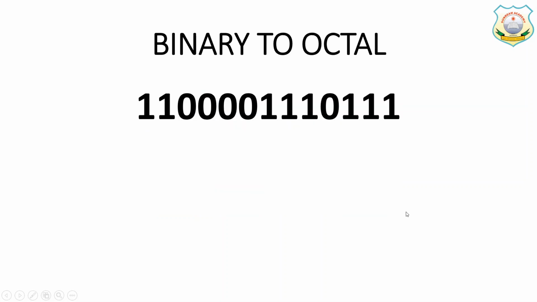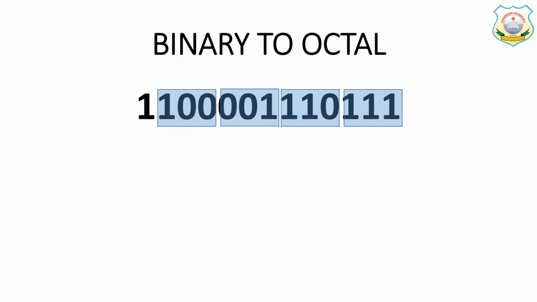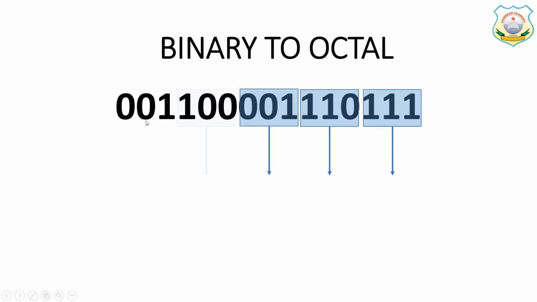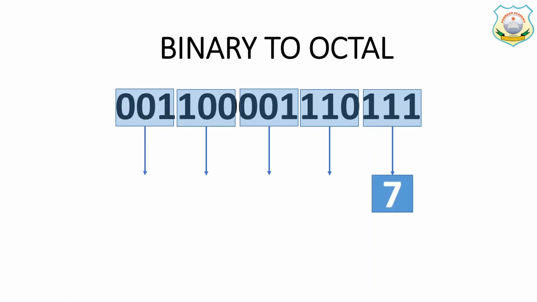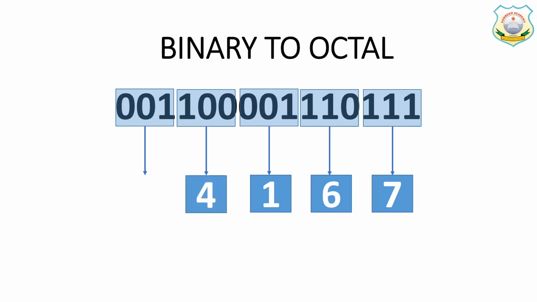Then binary to octal, this is one more example I have taken. I am making groups of 3 bits from the right hand side, and again you can see that 1 is left. So what you are supposed to do is add 2 more zeros. I added 2 more zeros and then made the groups. This is the same number, I just added 2 more zeros over here, and then we calculate: this is 7, this is 6, this is 1, this is 4, and this is 1. So that's the number, binary to octal.